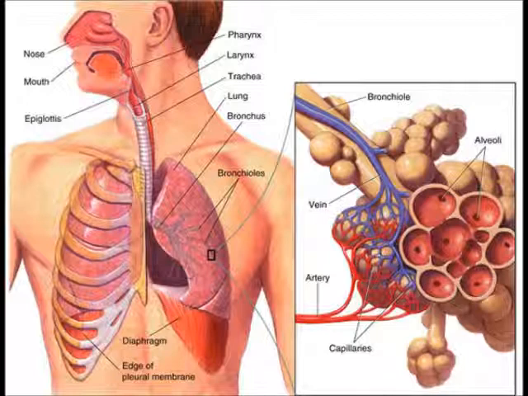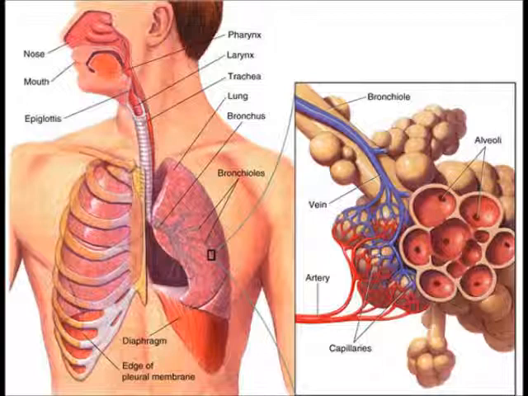And then you go from the oral cavity or nose to where? To the pharynx. Good. And then to where? To the larynx. Epiglottis. Is it closed or open on inspiration? Open. And on expiration? Closed.